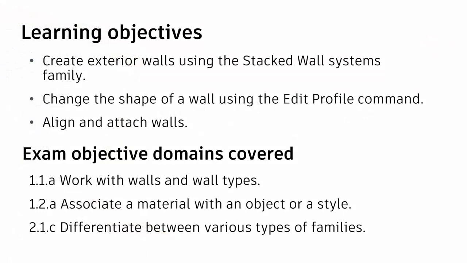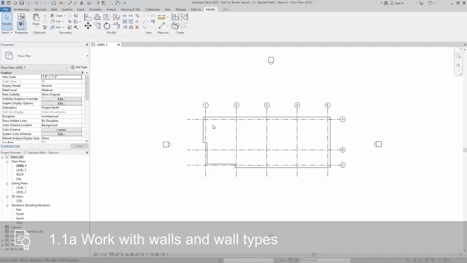In this lesson, we are going to explore the skills needed to model a simple office building, starting with creating exterior walls using the stacked wall system family, and changing the shape of the wall using the Edit Profile tool. Stacked walls are a system family that allows the user to combine 2 or more basic wall types to create one wall with at least 2 subwalls stacked on each other.